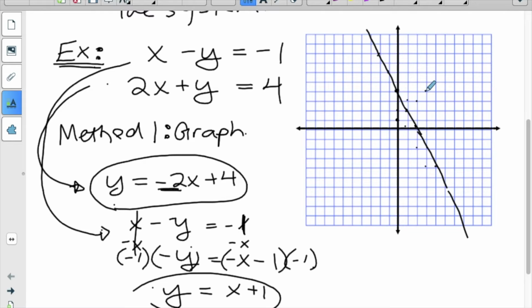Or if you want to go in this direction, down to the left, you could think it's -1 over -1, which is down 1 and left 1. And then your points go this way. Now the point that lies on both graphs, which is this point over here, is the solution to the system, because it satisfies both equations. Now, how would you check? How would you verify?